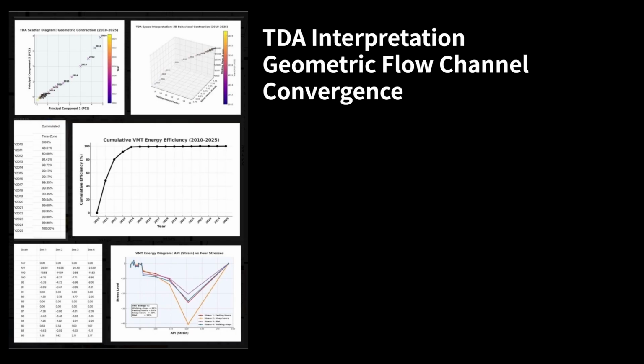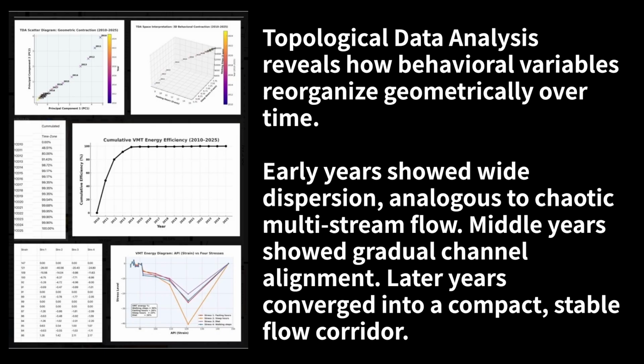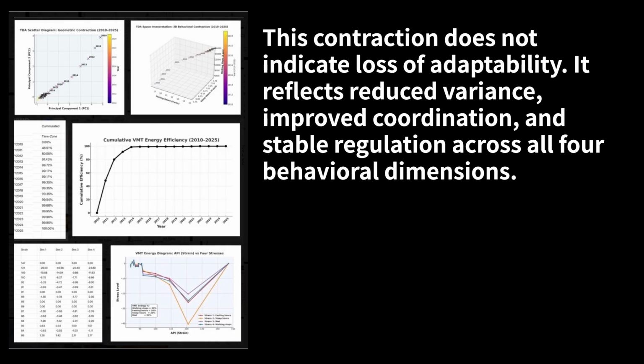TDA interpretation. Geometric flow channel convergence. Topological data analysis reveals how behavioral variables reorganize geometrically over time. Early years showed wide dispersion, analogous to chaotic multi-stream flow. Middle years showed gradual channel alignment. Later years converged into a compact, stable flow corridor. This contraction does not indicate loss of adaptability. It reflects reduced variance, improved coordination, and stable regulation across all four behavioral dimensions.